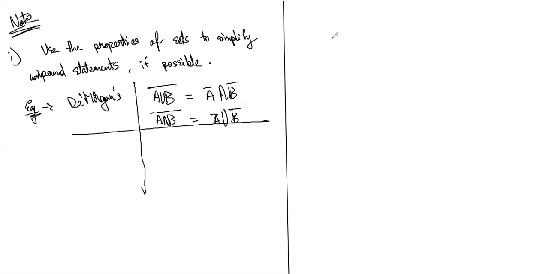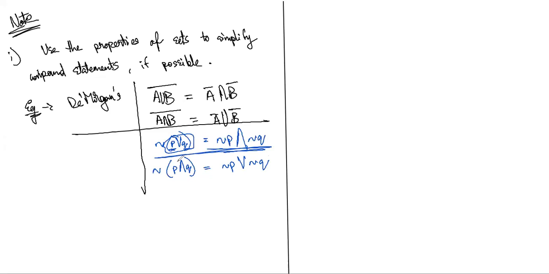Now when you want to use the same thing in mathematical reasoning, what will it be? Negation of P or Q will become negation P and negation Q. And negation of P and Q will become negation P or negation Q. Actually, you can take simple examples and write English sentences. You'll be able to understand. After class, you can do all that.